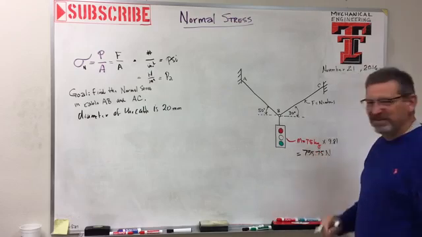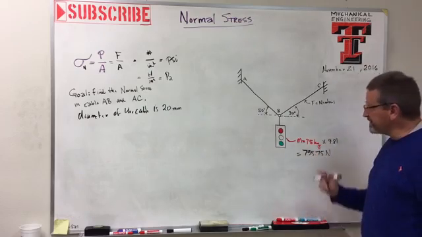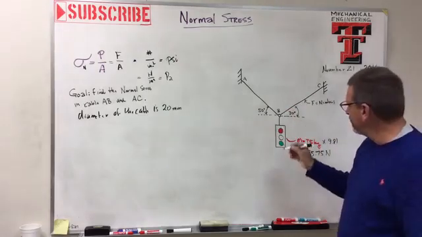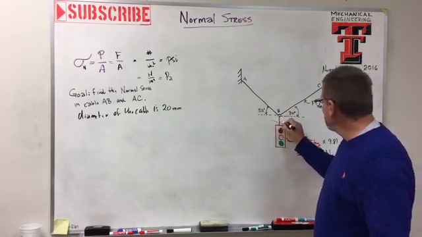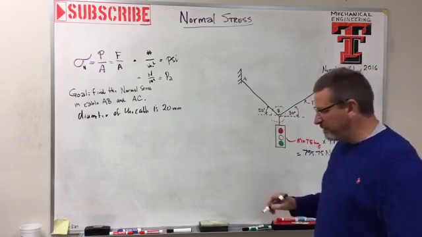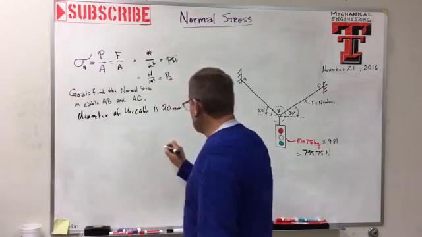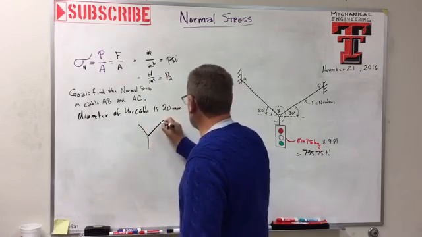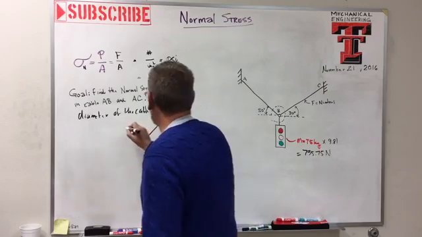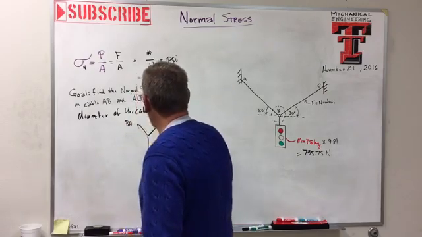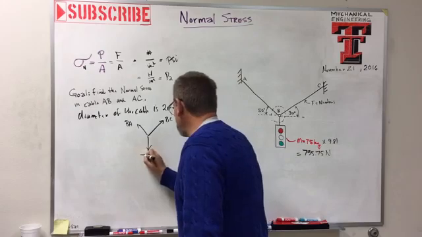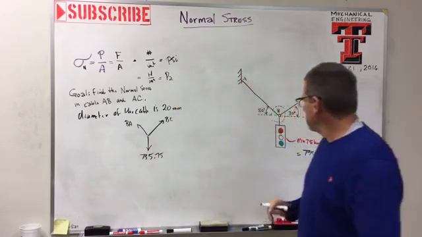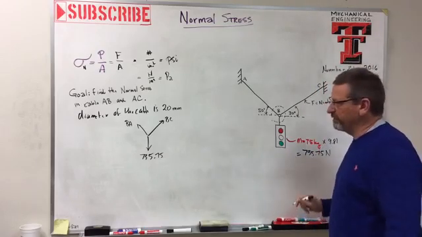Okay? That's how much the light weighs. So let's see if we can find out the tension in cable BC and BA. Remember, this is just a simple statics problem. This is forces about a point. Let's take a free body diagram of point B, and we get this. We get BC, BA, and 735.75.